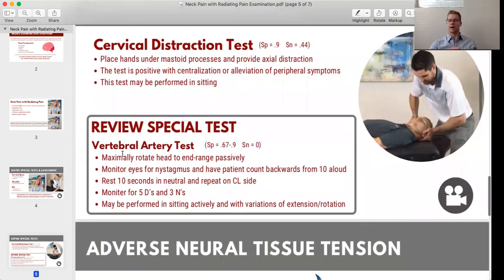But we have that test as a review and we have it in other review materials because we think having the vertebral artery problems in the back of your mind should always be there no matter what when you're working with cervical spine people.